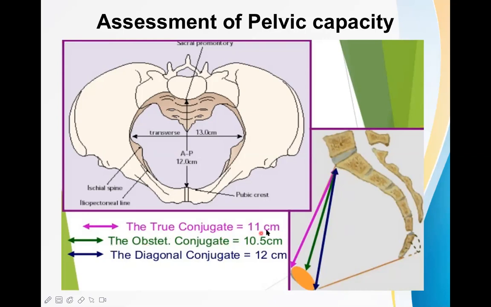The true conjugate is 11 centimeter, the obstetrical conjugate is 10.5 centimeter, and the diagonal conjugate is 12 centimeter. This is the normal measurement in a gynecoid pelvis or the female pelvis. So let's move on. There are so many other types of diameter as well.